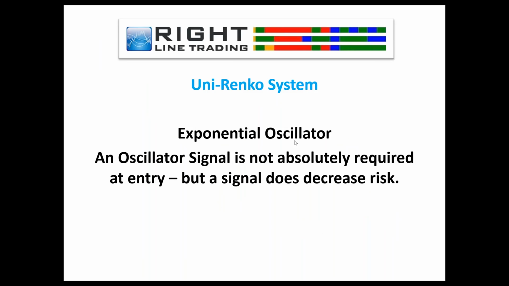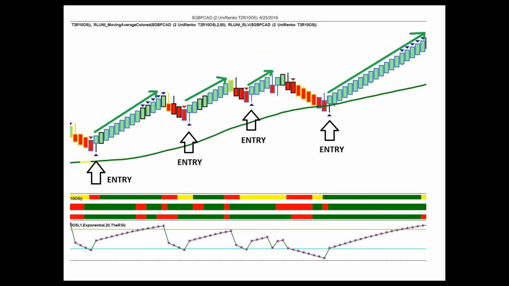And then we have an exponential oscillator that's not absolutely required in an entry, but a signal is very, very advantageous. And here's our entry signal. Now here's the 3 line. And you can see on this entry, you have a 3 line. Here you lose it, but you only want the entry.